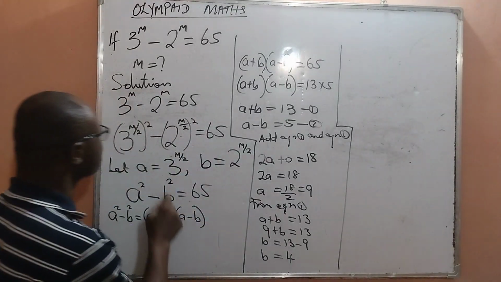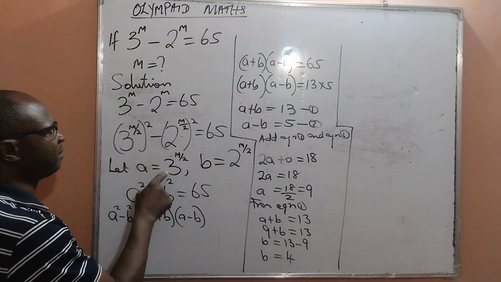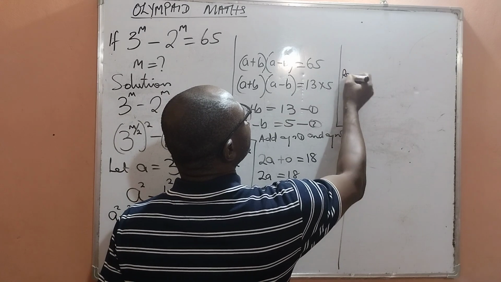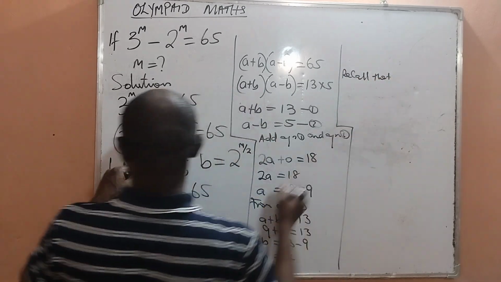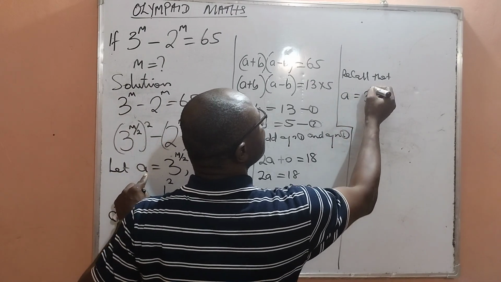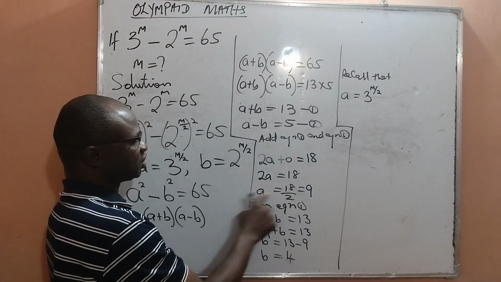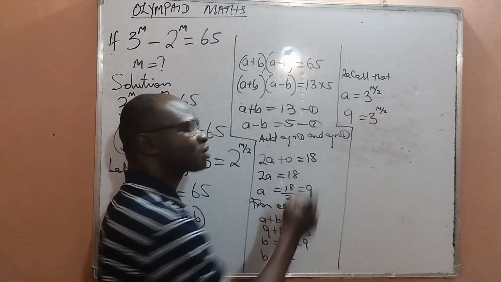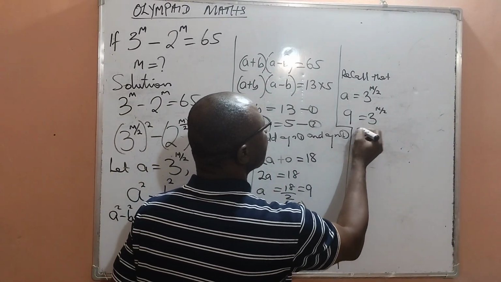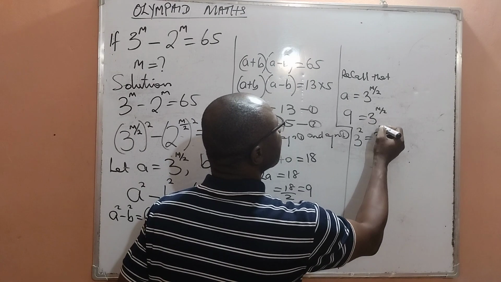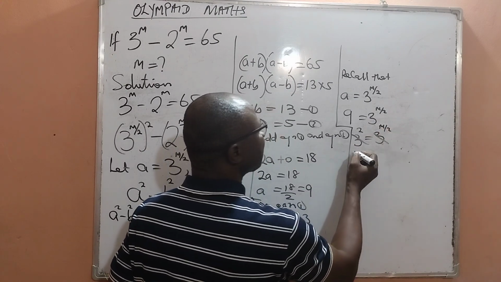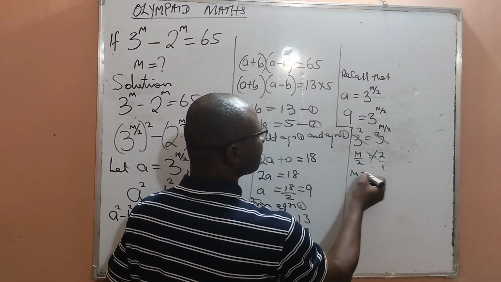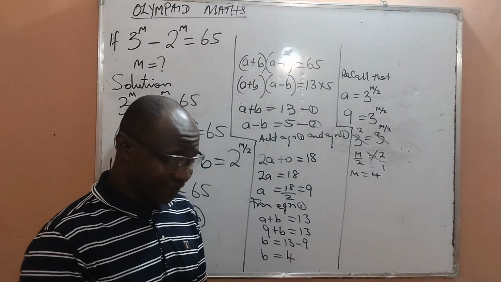Moving forward, you can agree with me that I have gotten the values of a and b. I will replace them where I said let a be equal to 3 raised to the power m all over 2. Recall that a is equal to 3 raised to the power m over 2. Now, a is 9, so I write 9 is equal to 3 raised to the power m over 2. Let us write 9 in base 3, which is 3 raised to the power 2. So 3 raised to the power 2 is equal to 3 raised to the power m over 2, so the bases cancel out. I have m over 2 equal to 2, and by cross multiplication, the value of m is 4.